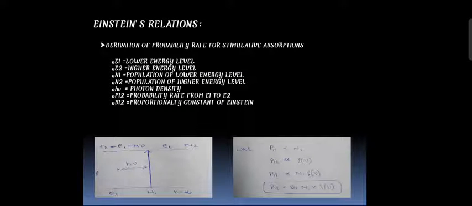Let's get into the Einstein relations. Derivation: probability rate of stimulated absorption. Here at the end we get the equation P12 equal to B12 N1 into rho of V. Here E1 equal to low energy level, E2 equal to high energy level, N1 equal to population of low energy level, N2 equal to population of higher energy level. H mu is the photon density. P12 is the probability rate from E1 to E2. B12 is the proportionality constant of Einstein relation.